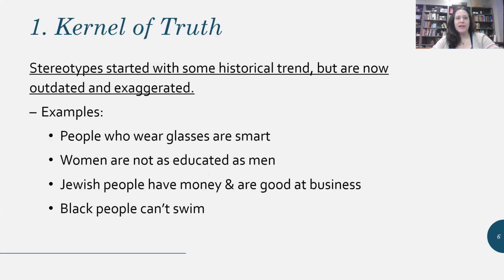Okay, idea number 1 is called the kernel of truth. This one is a little bit controversial. It can make us feel a little bit uncomfortable. But the idea is that the stereotype had to start from somewhere. At some point in history, even if it was a single person from 1,000 years ago, the stereotype was born because a little tiny piece of it was a little bit true. Examples of this: people who wear glasses are smart.